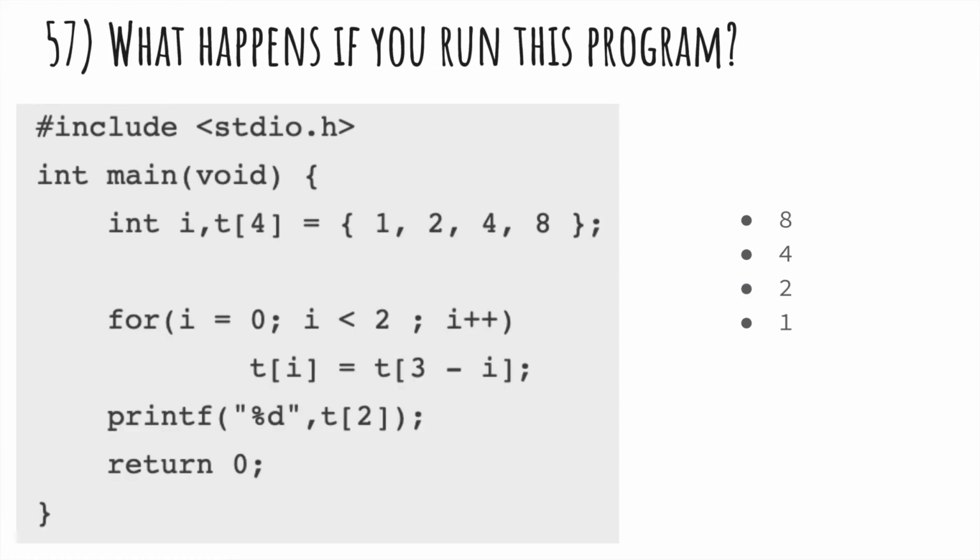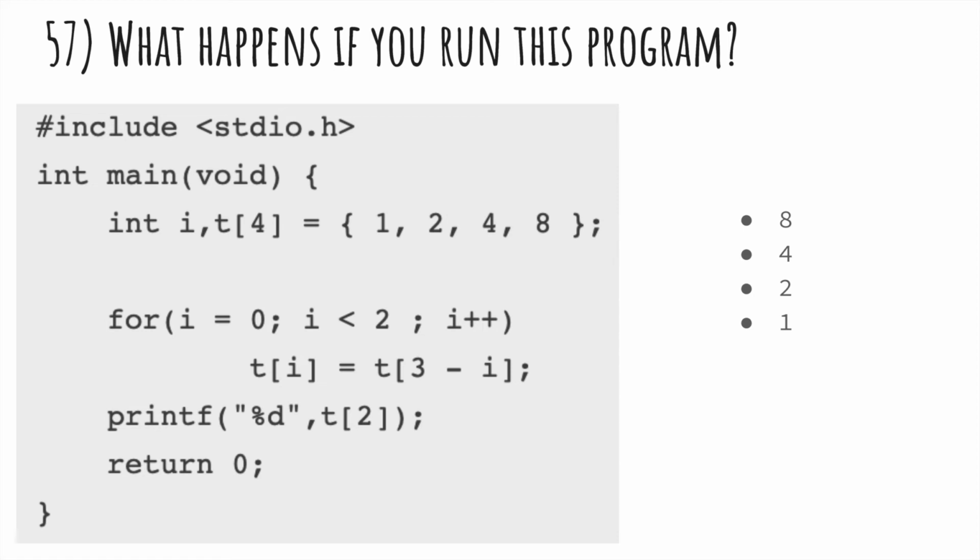Question 57. I is equal to 0, well I is less than 2, add 1 to I. So t of 0 is equal to t of 3 minus 0, which is 3. And t of 3, remember indexing starts at 0, so 0, 1, 2, 3. So t of 0 is equal to 8. And then t of 1 is equal to t of 3 minus 1, which is t of 2.